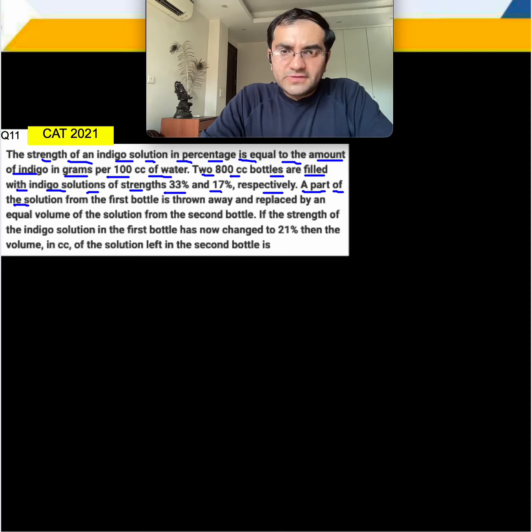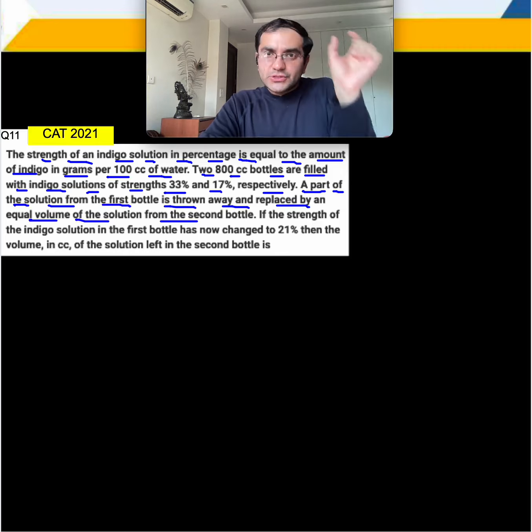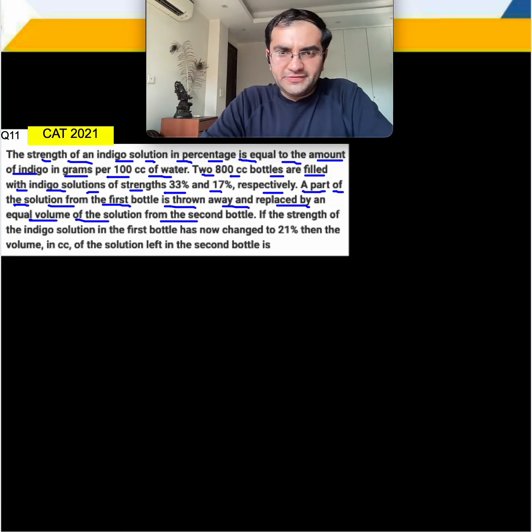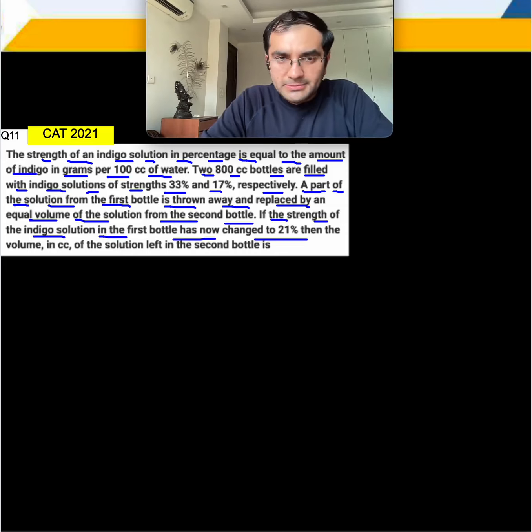A part of the solution from the first bottle is thrown away and replaced by an equal volume of the solution from the second bottle. So 33% is being mixed with 17%, but volumes are different. If the strength of the indigo solution in the first bottle is now changed to 21%, then what is the volume of the solution left in the second bottle?